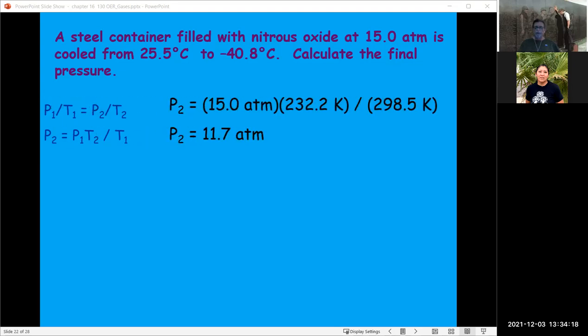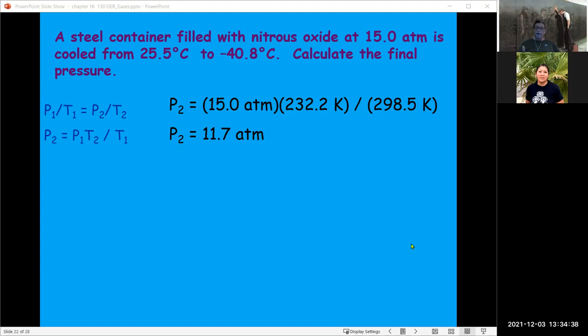All we're going to work with is pressure and temperature. And so P2 is P1 times T2 divided by T1. So I rearrange that P1 over T1 equation and solve for P2 because that is what we're looking for, and then plug in the numbers.